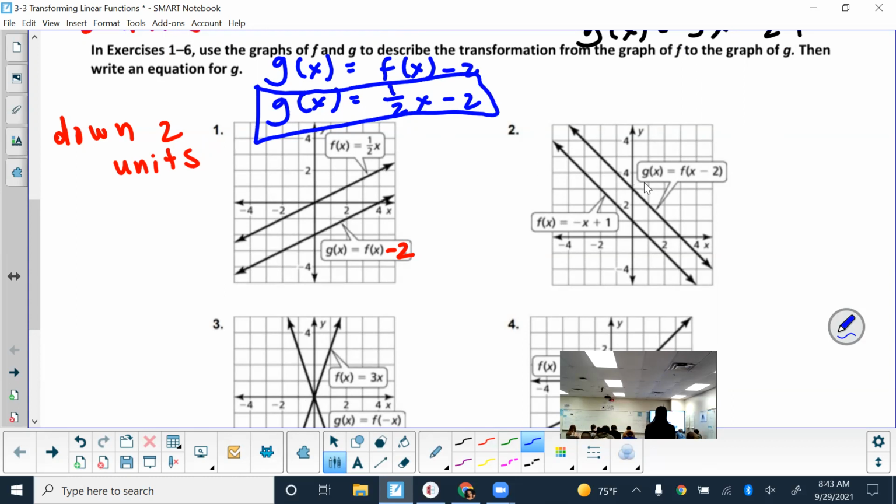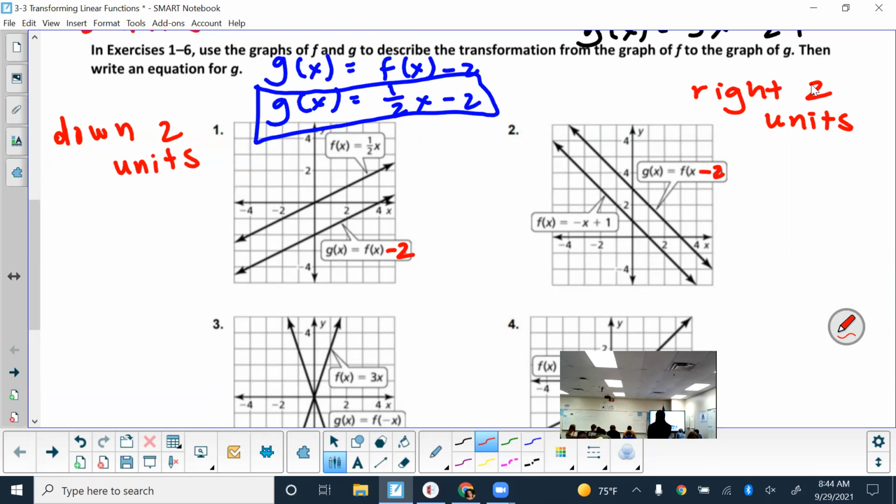All right, let's do number 2. Here's f of x, it's negative x plus 1. G of x is f of x minus 2. So is that 2 affecting the input or the output? The input, because it's inside the parentheses with the x. So is that a vertical or a horizontal shift? And is it left or right? Good. So it's going right. How many units? 2. Good. So that's how you describe the transformation. That's all we're looking for.